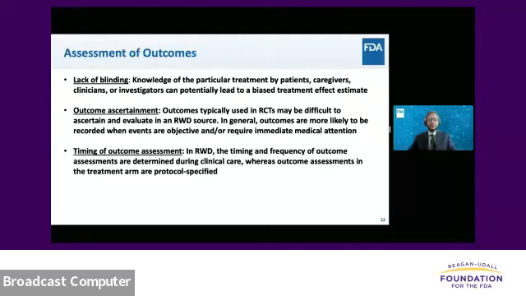Timing of outcome assessment. In real-world data, the timing and frequency of outcome assessment are determined during routine clinical care, whereas outcome assessments in the treatment arm are protocol specified. Even though external control arm data can come from another clinical trial, the approach to outcome ascertainment can still differ from the treatment arm. Sponsors should ensure that the availability and timing of outcome assessment are sufficient and comparable across both the trial arms.